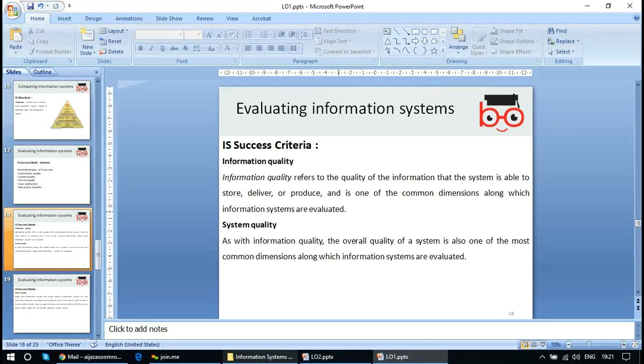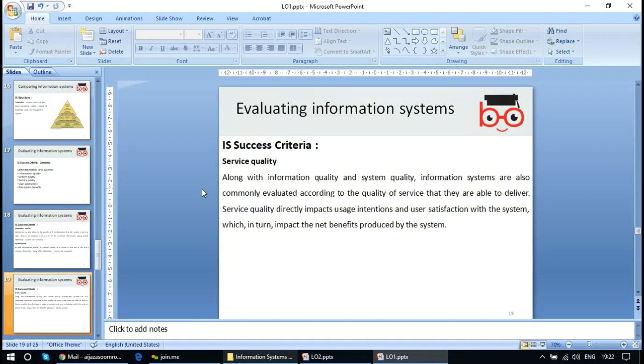Then system quality. With information quality, the overall quality of the system is also one of the most common dimensions along which information systems are evaluated. So the information quality affects the overall quality of the system as well.